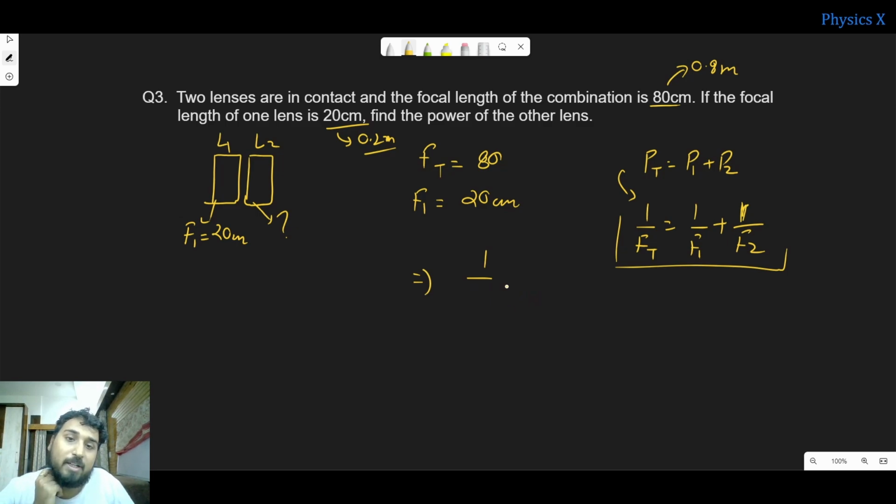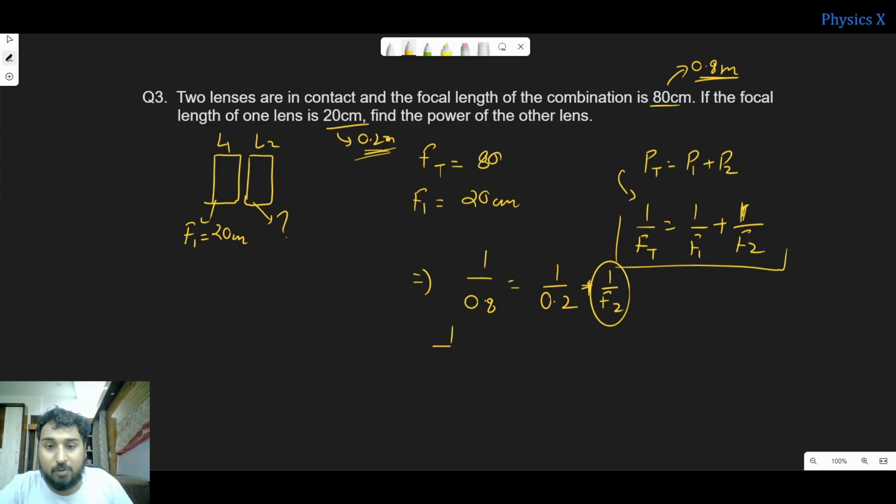That is always a better way to calculate power, because there can be some mistakes made by you if you don't convert this into meter. Always have a habit of converting into meters while using the power formula, right? So 1 by 0.8 is the power of the combination, and for the first lens it is 1 by 0.2, plus 1 by f2. This is nothing but the power only. So 1 by 0.8 is equal to 1 by 0.2 plus P2. So you can write P2 is equal to 1 by 0.8 minus 1 by 0.2.